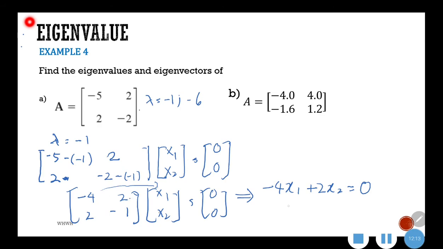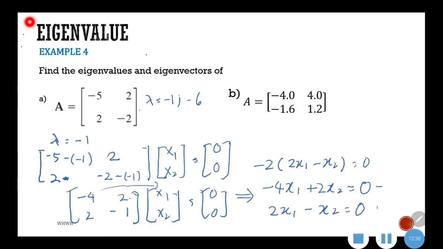And another one is 2x1 minus x2 equals to 0. Alright, so saya rasa yang ni senang dah lah. Actually you can factor, nampak tak yang ni? Kalau you factor, you bring out apa? 2 kan? -2, you will get 2x1 minus x2. Sama je equation tu. Yang first dengan yang second.